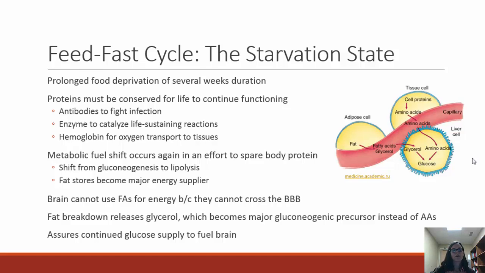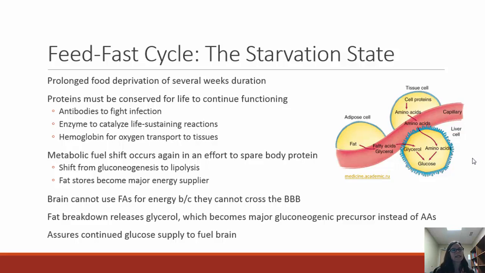Okay, so we have our fasting, but then if we continue to deprive our bodies of food for several weeks, then this is considered starvation. And now our bodies, in their infinite wisdom, know that in different stages we need to utilize different substrates for energy. So once we've gone several weeks without food, our body says, okay, there is a limit to how much muscle we can break down for energy. We have got to conserve the proteins just so we can continue our basic biological functioning.